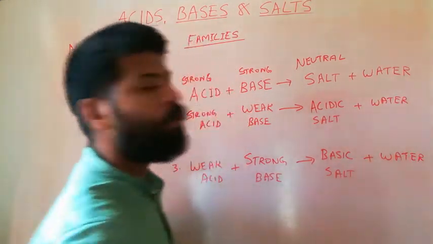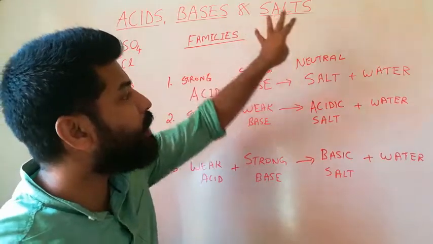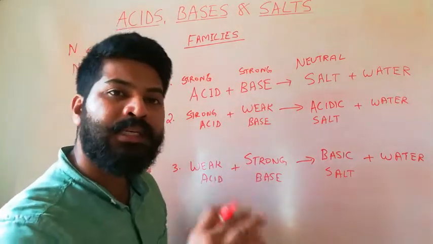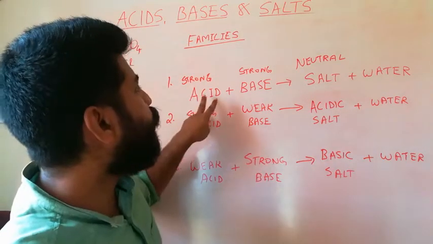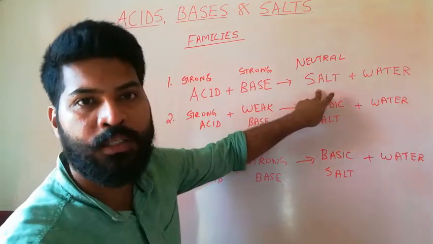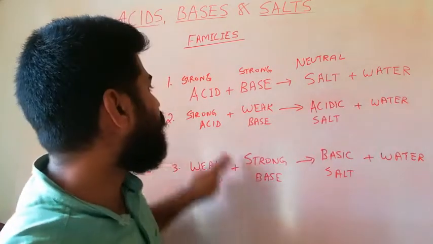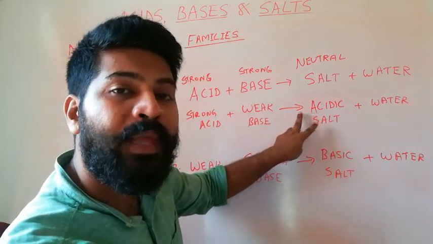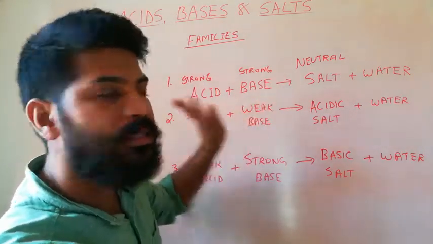So now you know how different salts are produced. So, reaction between an acid and a base. If both are strong acid and strong base, we get a neutral salt. pH will be 7. If the acid is strong and the base is weak, we get acidic salt. pH will be less than 7.